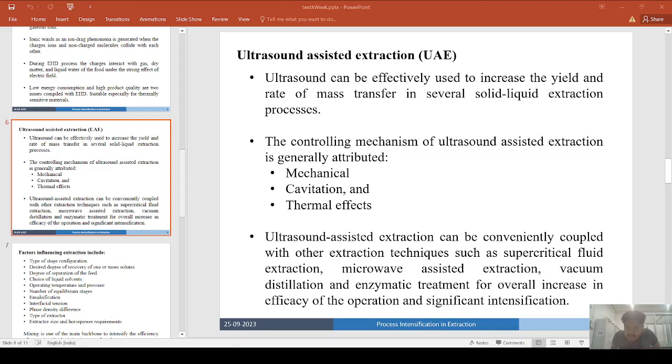So the ultrasound assisted extraction can be conveniently coupled with other extraction techniques such as supercritical fluid extraction, microwave assisted extraction, vacuum distillation, and enzymatic treatment. The combined approach possibly results in the overall increase in the efficacy of the operation and a significant intensification of the extraction operation.